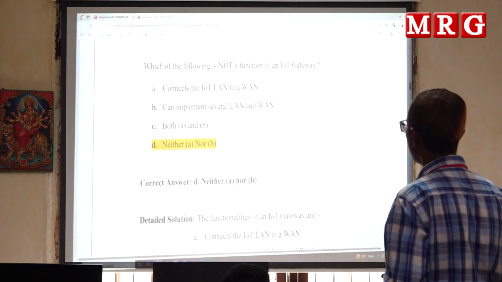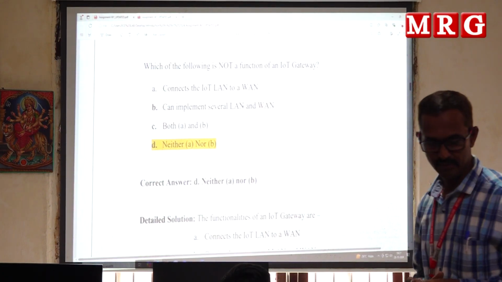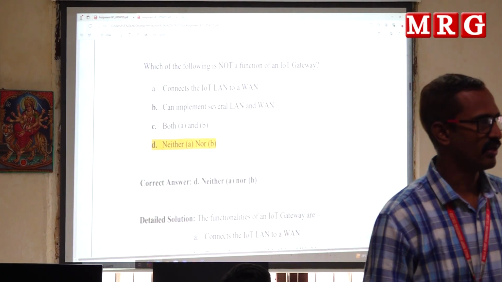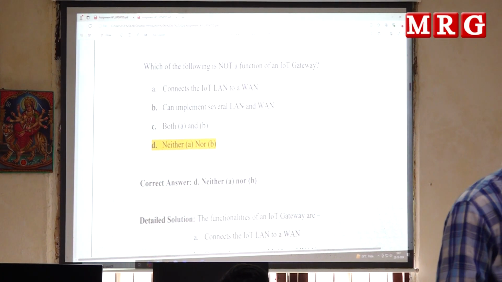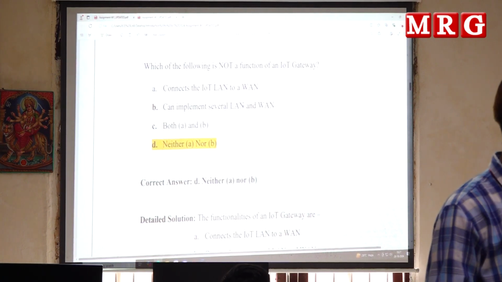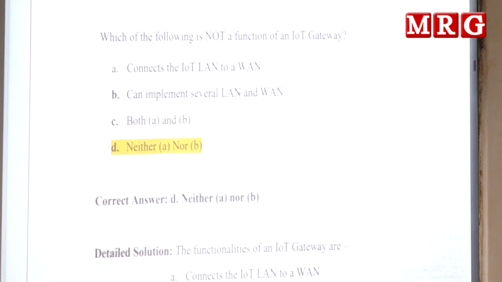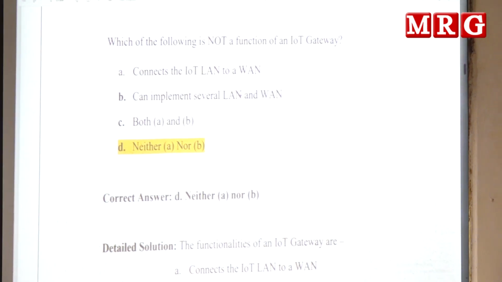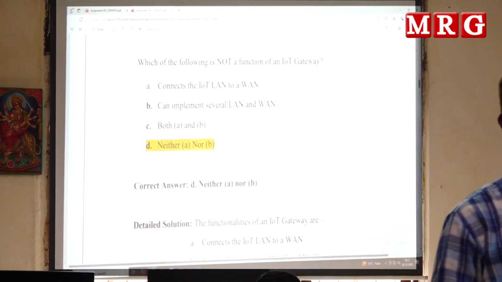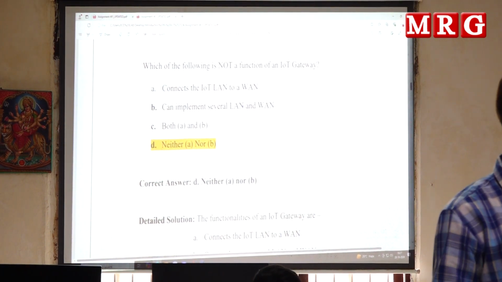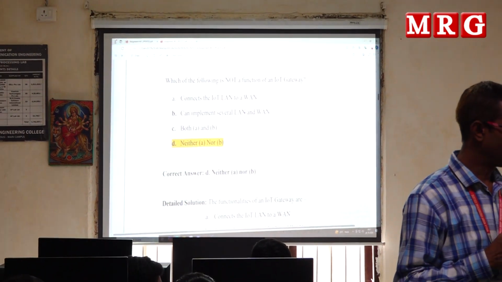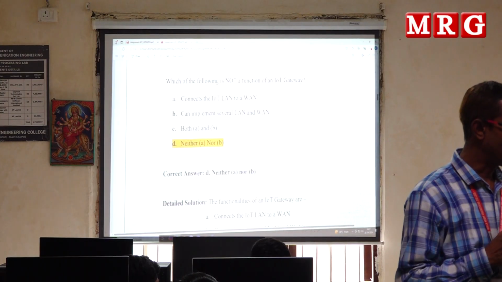Next. Which of the following is not a function of an IoT gateway? So you have to know about the gateway. What is an IoT gateway? We place various sensors and we collect data from all the sensors. We collect all the data, we aggregate all the data, combine it. Then we process the data locally.